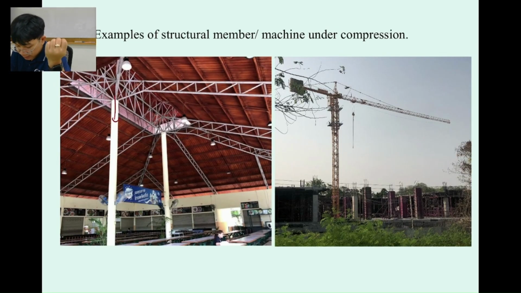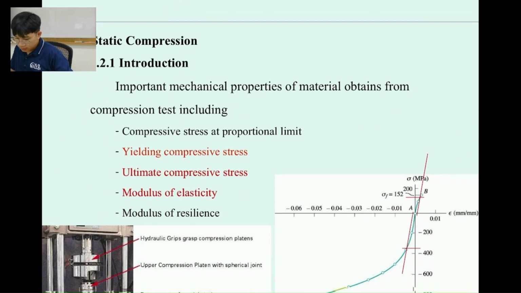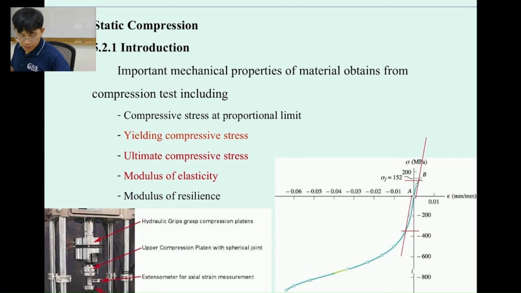Okay, and again, this one is just an example. For example, if this is a column, and the column is subject to compression stress, that's why we test the concrete in this cylindrical sample. And for the tower crane, of course, it's also subject to compression. And for the truss over here, it's supposed to be compression on the top and tension at the bottom. Okay, so you're going to learn it later in the design class. I think that's about it for the tensile.